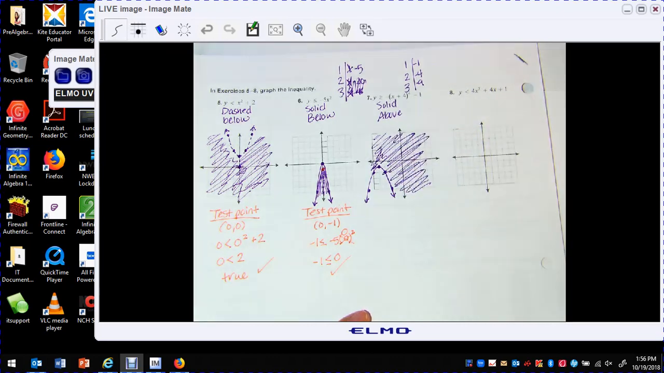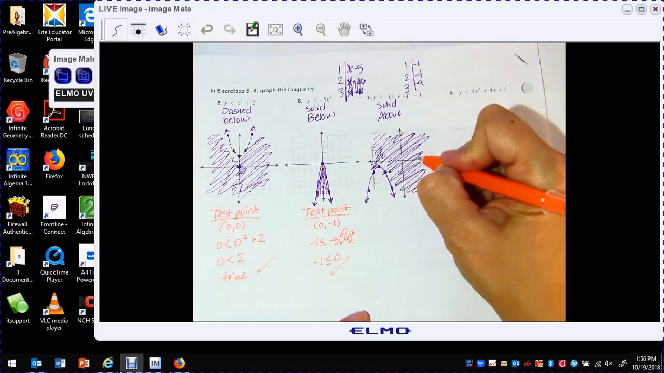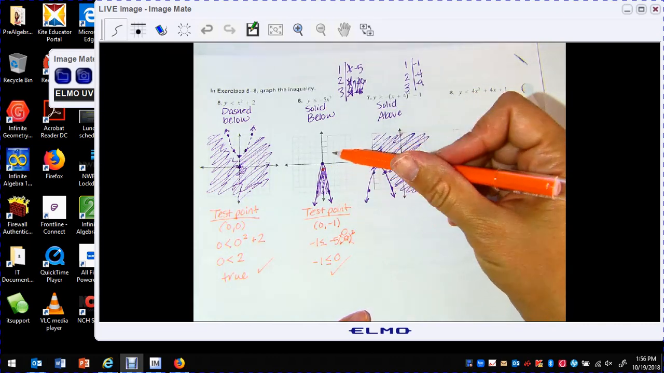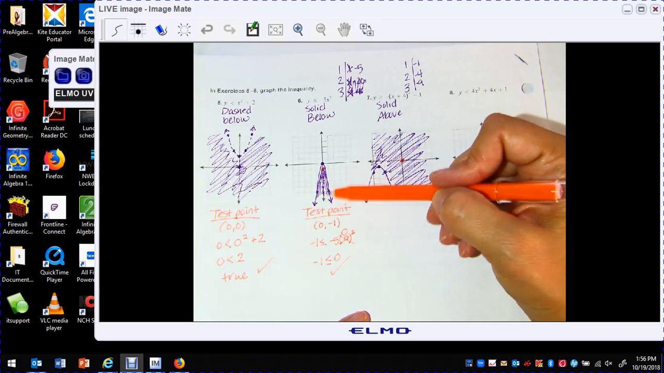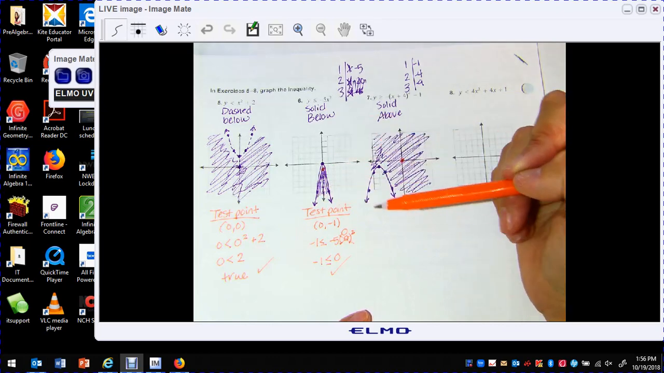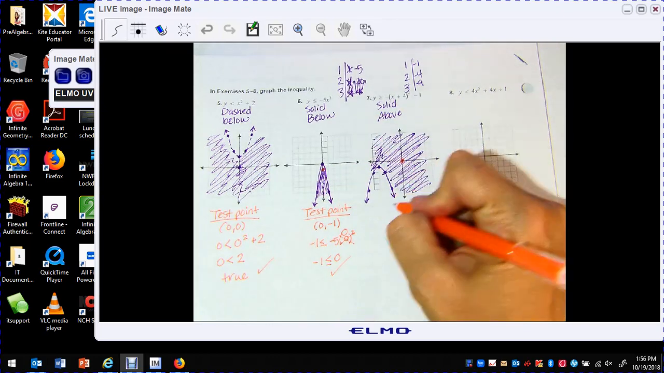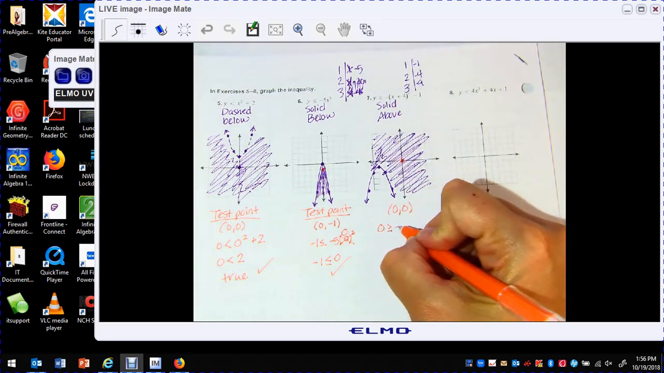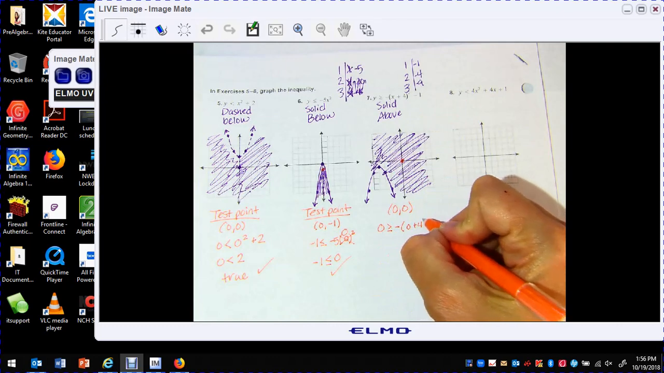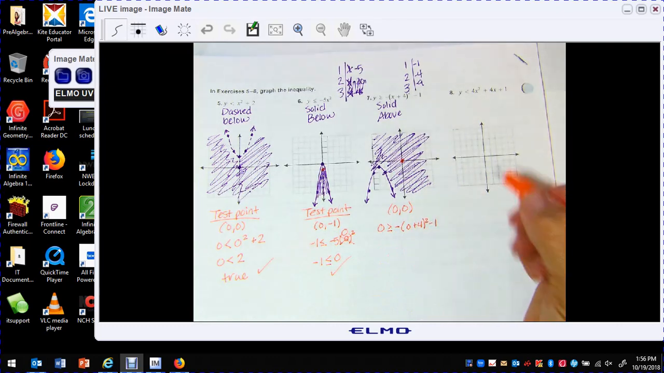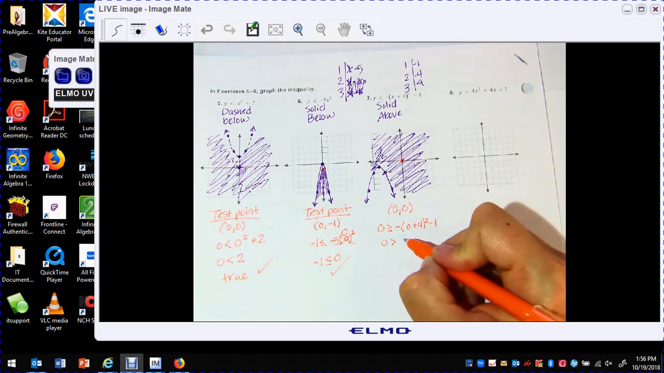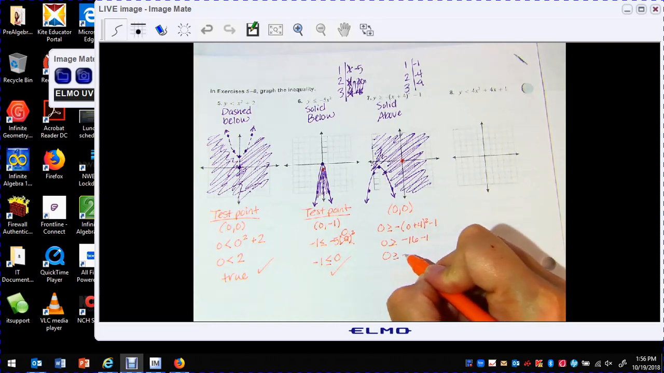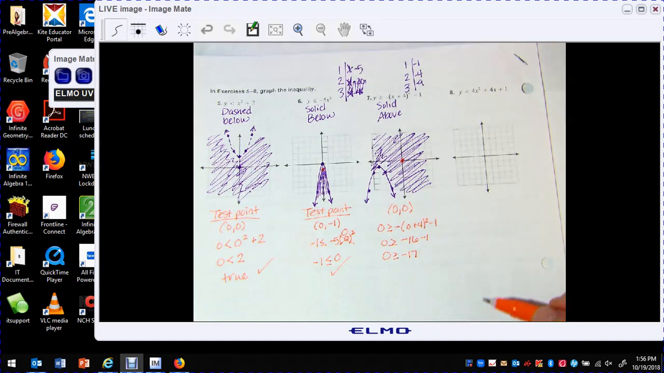And again, pick a point to test. I'm going to pick 0, 0, which is the easiest to pick. I just didn't pick it on this one because it would have been exactly on my graph, and I'm trying to make sure my shading was correct. So I needed to find something within my shading. So I'm going to plug in 0, 0, see if it worked. I have 0 greater than or equal to -1 times (0 plus 4) squared minus 1. So I have 0 greater than or equal to -16 minus 1. And yes, 0 is greater than or equal to -17.